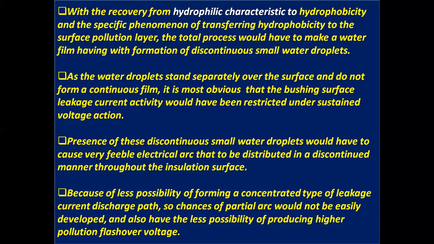The presence of these discontinuous small water droplets causes only very feeble electrical arcs, distributed in a discontinued manner throughout the insulation surface. Because of the lower possibility of forming a concentrated leakage current discharge path, partial arcs would not easily develop, and there is also less possibility of producing a lower pollution flashover voltage.